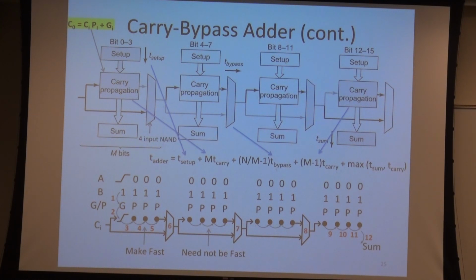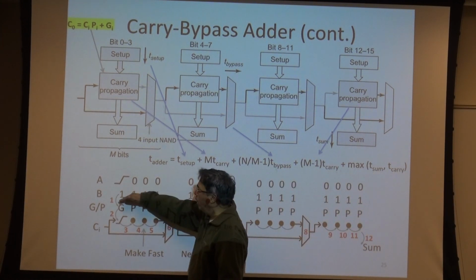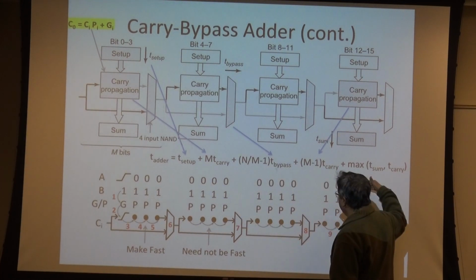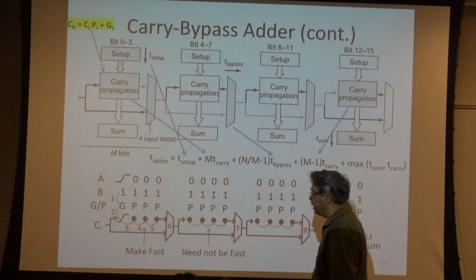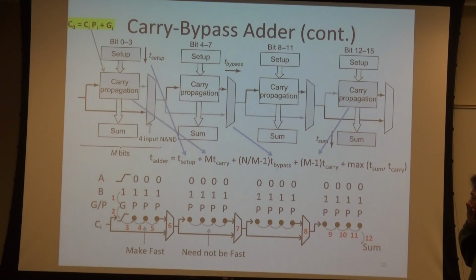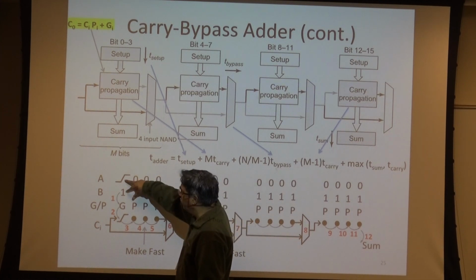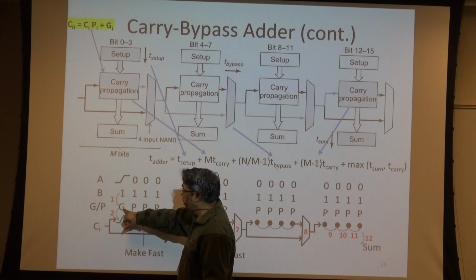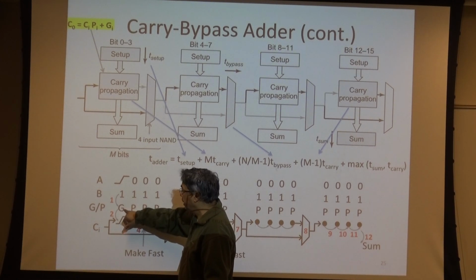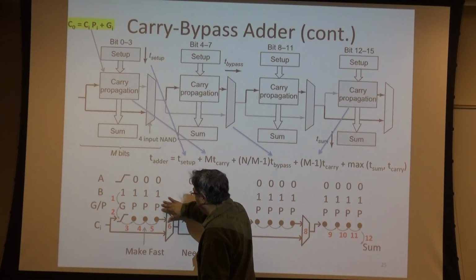And then the worst case scenario is that all of them are P's, and A is 0, 0, 0, except the least significant bit changes from 0 to 1. So here, A is 1, B is 1, so carry is generated, G. And in the rest of the cases, A is 0, B is 1, so carry will be propagated.